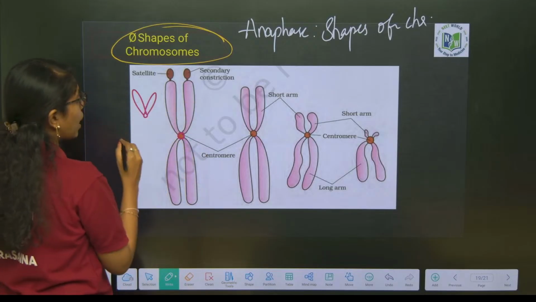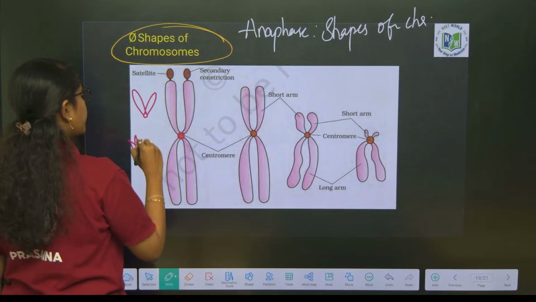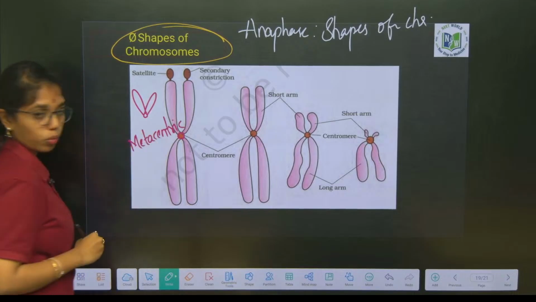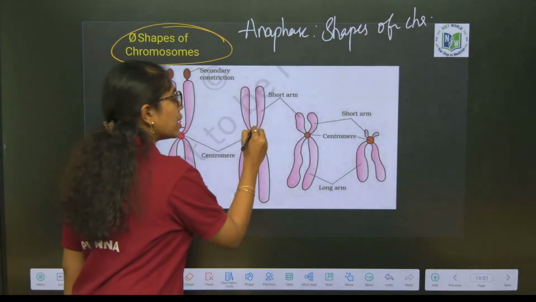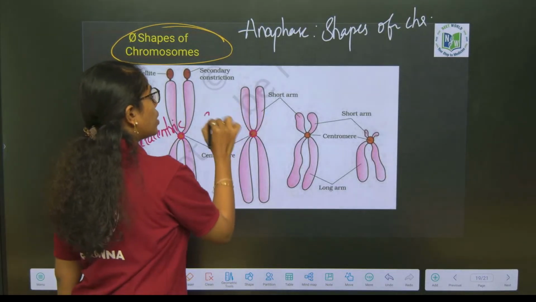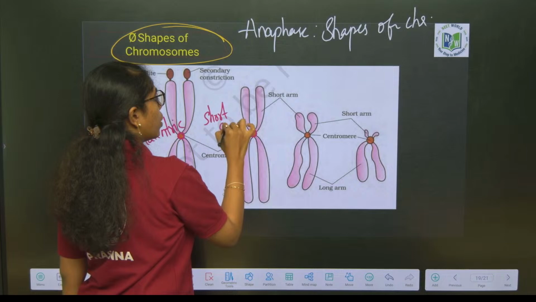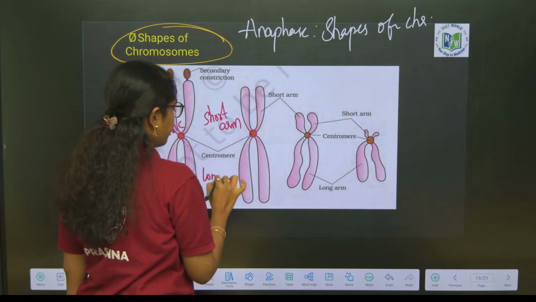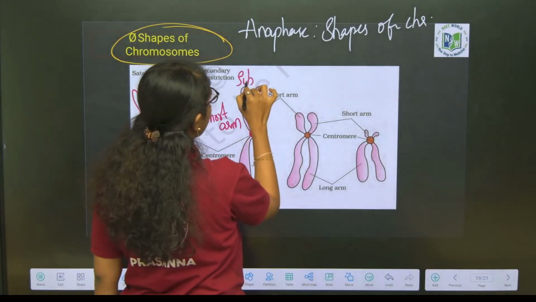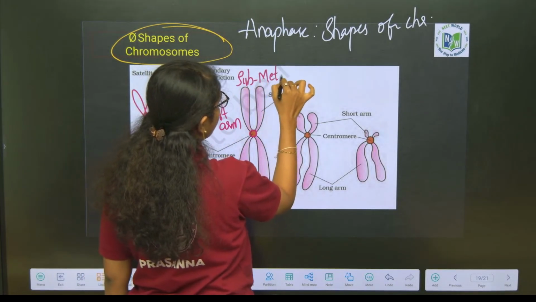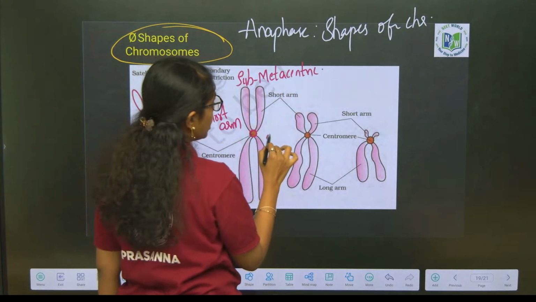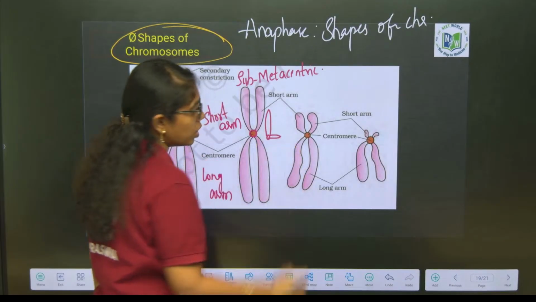This is called as what chromosome? Metacentric chromosome. And when the centromere is slightly towards one end, resulting in one short arm and one long arm, this is called as what chromosome? Submetacentric chromosome. Submetacentric is what shape? L shape. One long arm and one short arm.